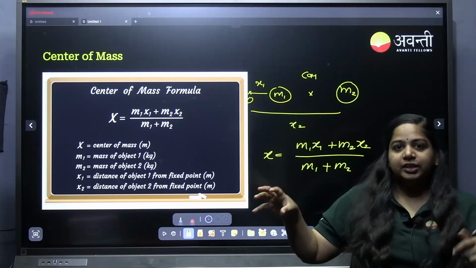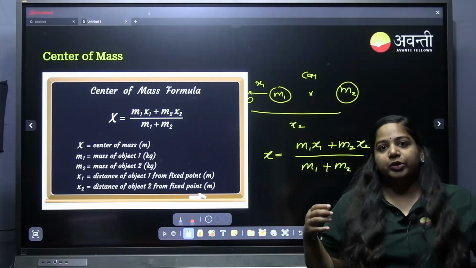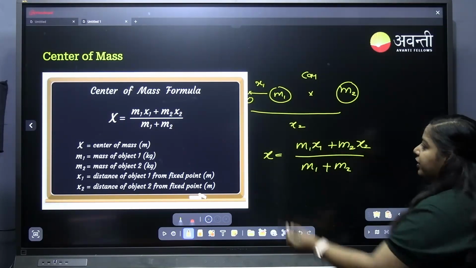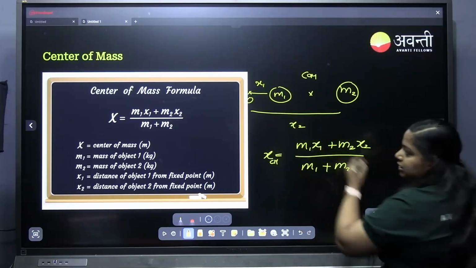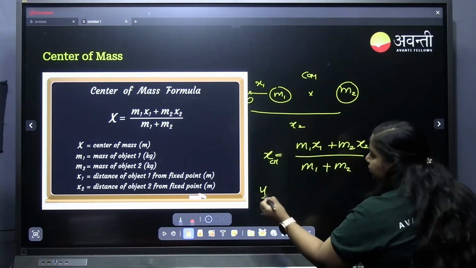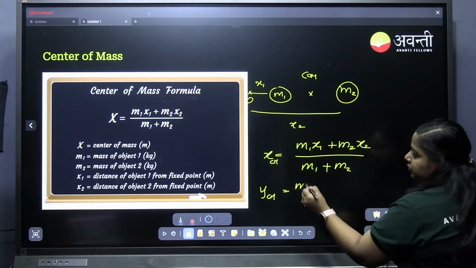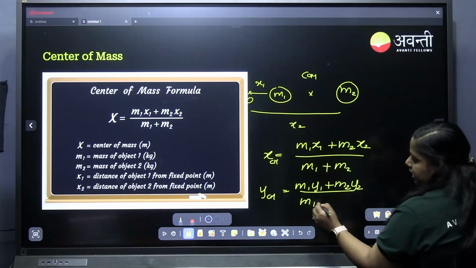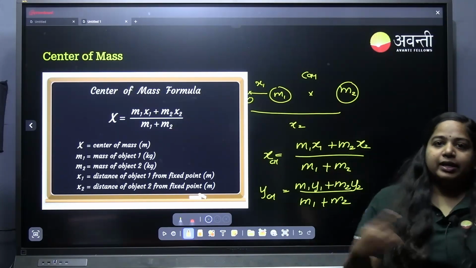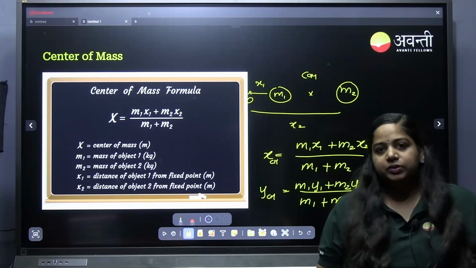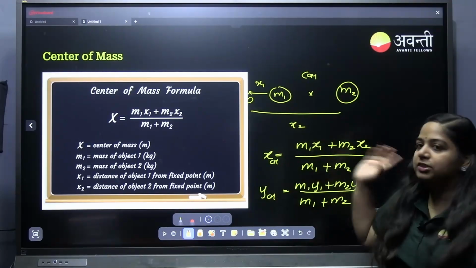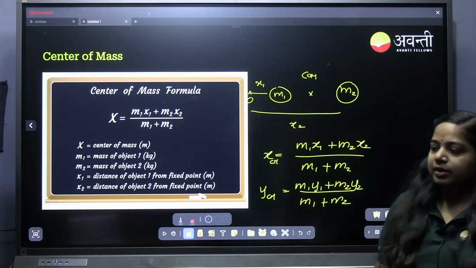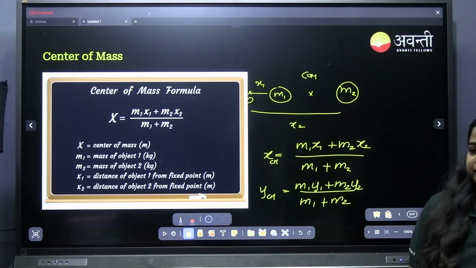What if one object is at x1 y1, another object is at x2 y2? Then we have to find x center of mass and y center of mass. So nothing to do, for x center of mass, this is the formula. If you want to find y center of mass, then you just replace this with m1 y1 plus m2 y2 divided by m1 plus m2. Similarly, if there is a z axis also, just replace x with z, then you will get the formula for that. Is this clear for all? This is the formula to find center of mass.